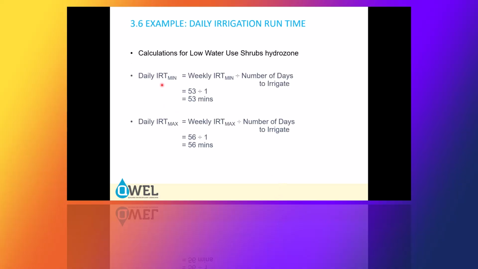So here's an example. For our low water use shrubs example, we have a daily irrigation runtime. So our daily irrigation runtime is our weekly irrigation runtime minimum divided by the number of days to irrigate. So we already decided we're going to only irrigate once a week. So it's 53 minutes divided by 1. So that's 53 minutes per week. And the maximum is 56 divided by 1. So that is 56 minutes.